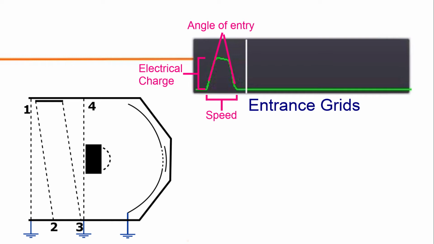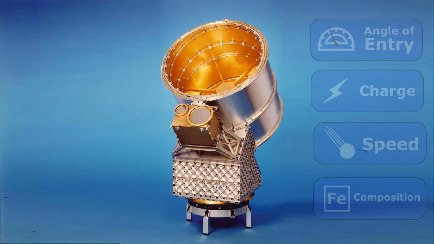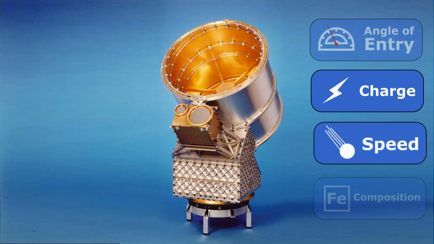This is good. It's really good. As the dust particle leaves the Faraday cage, we know its charge, speed, and direction. This is 3 out of the 4 pieces of information we're looking for. All it took was 4 grids and clever geometry.